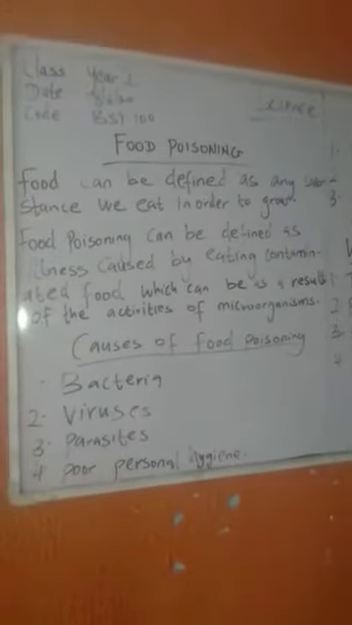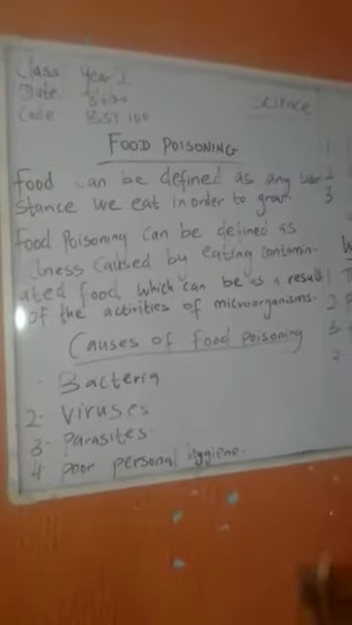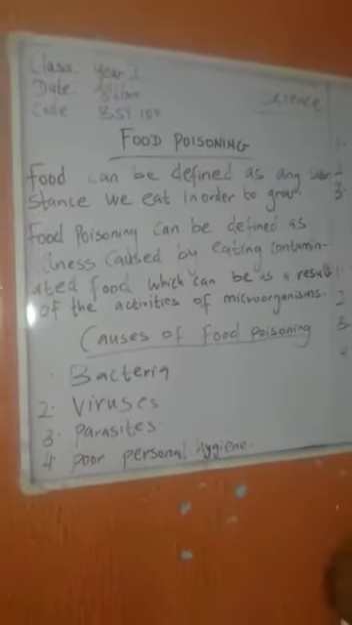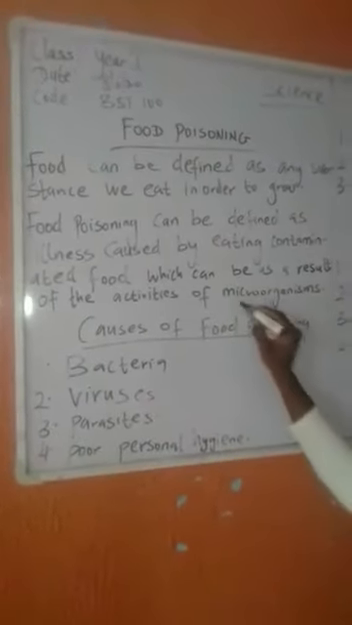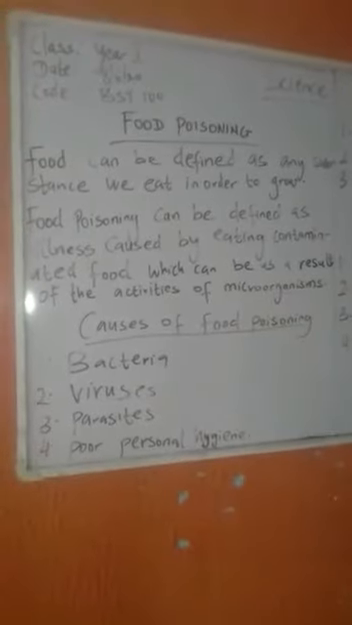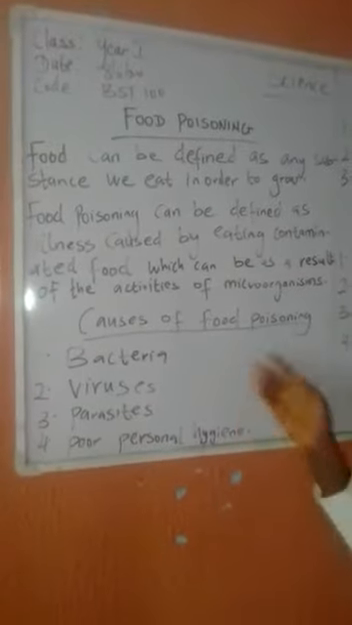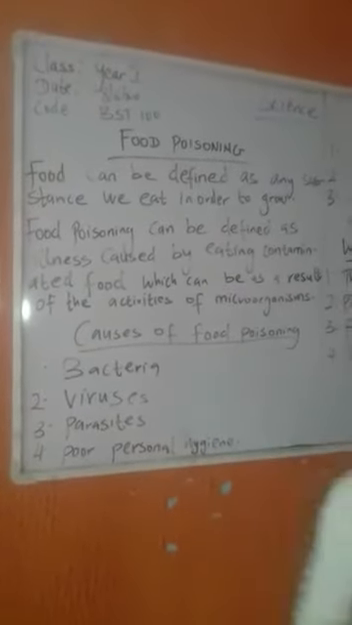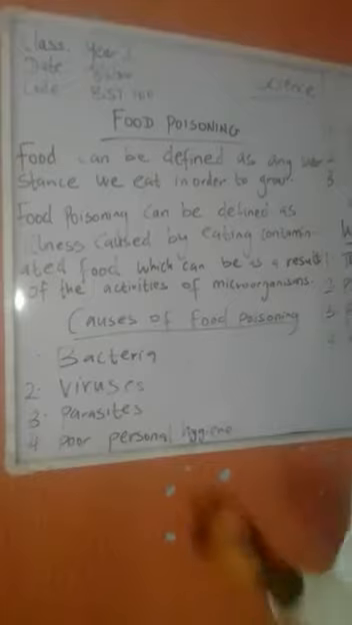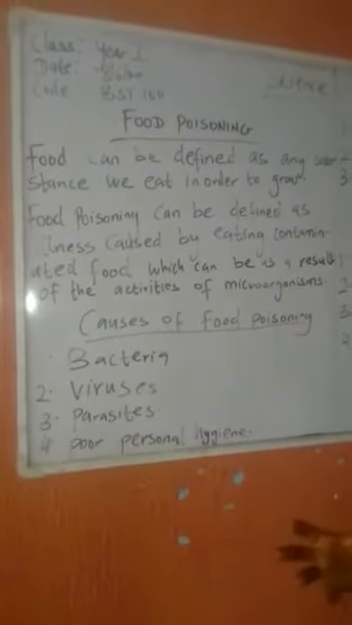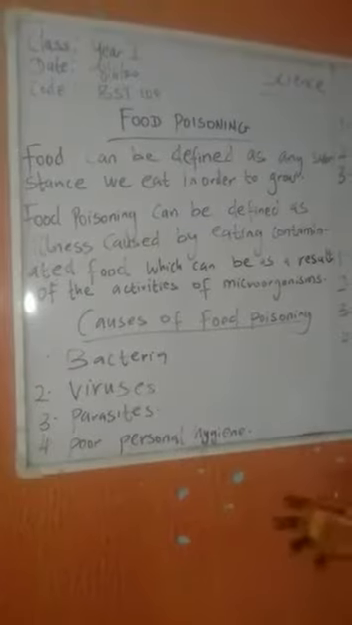Food poisoning does not just occur. There are some things that can bring about the poisoning of food. Remember, in our definition we talked about the activities of microorganisms. So we want to look at some organisms that can lead to food poisoning. Number one, we have bacteria. These are tiny organisms, and they can poison your food.